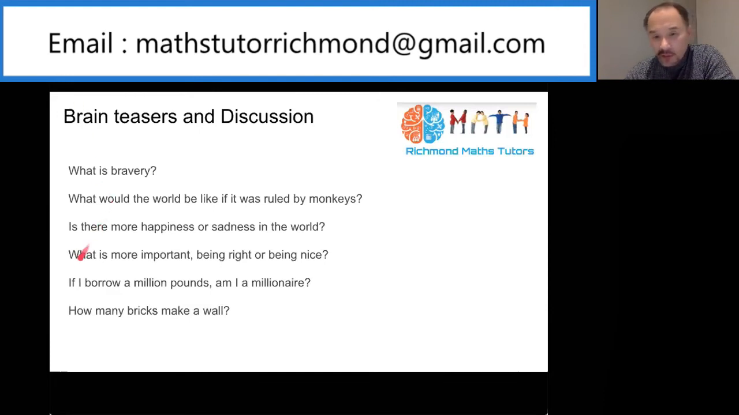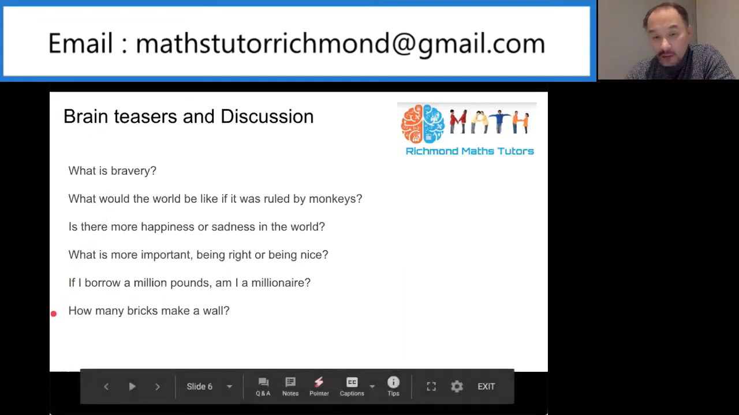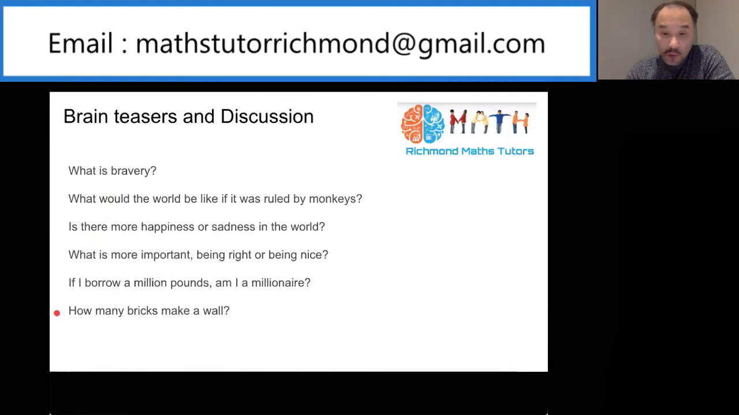So say, for example, for the last one, how many bricks make a wall? You could quite easily argue that, well, no bricks necessarily are needed to make a wall. If the wall is in your mind and you limit yourself, so that's kind of a figurative wall. So it's really more of a platform to show that there's a thinking process, as opposed to somebody who's just been conditioned in a particular way.